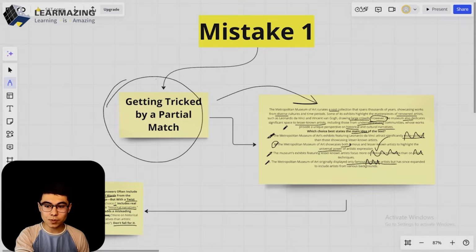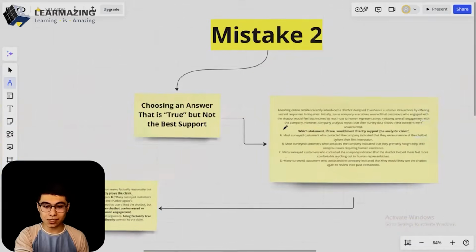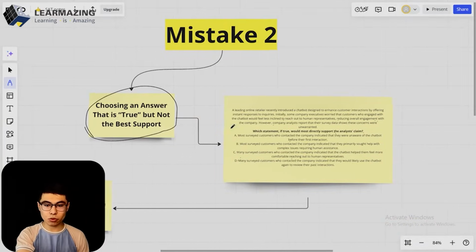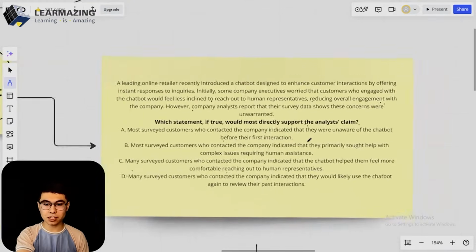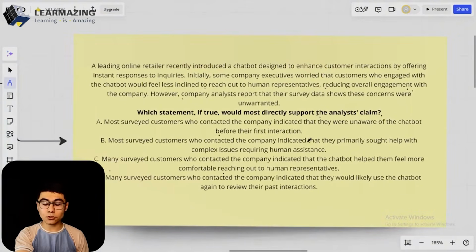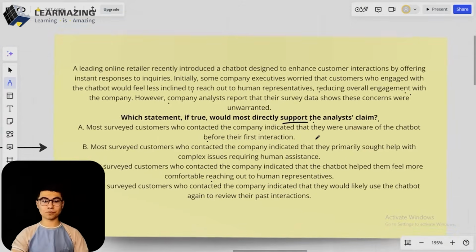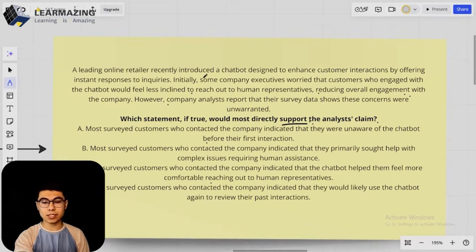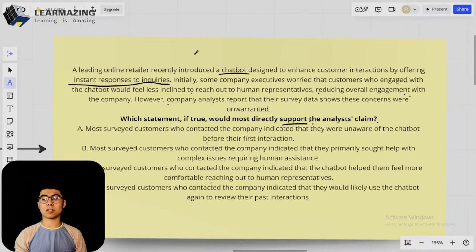Now let's move on to mistake number 2, which is choosing an answer that is true but not the best support. Let me show you through a real SAT question I created. Which choice, if true, would most directly support the analyst's claim? A leading online retailer recently introduced a chatbot designed to enhance customer interactions by offering instant responses to inquiries. So it's a chatbot, and it will give you responses instantly, within seconds.